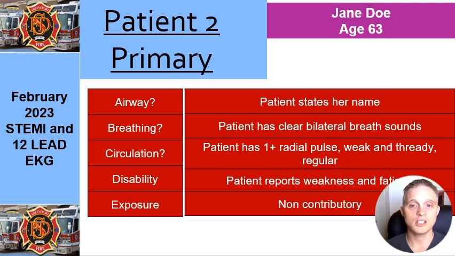So here we see that she's able to state her name. She has clear bilateral breath sounds. She has a 1+ radial pulse, weak and thready but regular. All right, so now we have a different rhythm. The patient reports that she's weak and has fatigue, and the exposure is non-contributory. We're not concerned about rashes or anything like that, although we will talk about rash in just a minute with this type of a case.